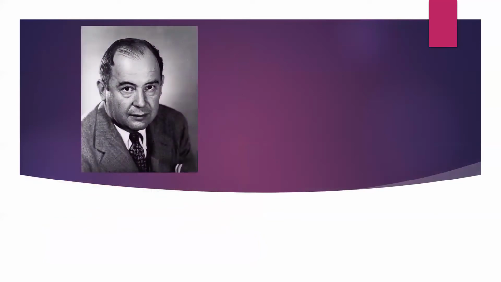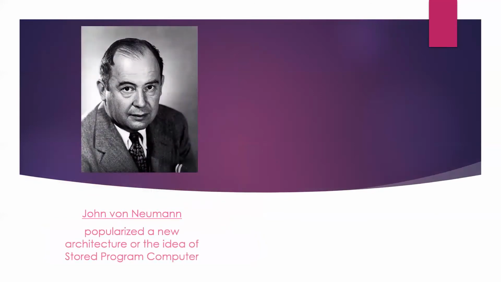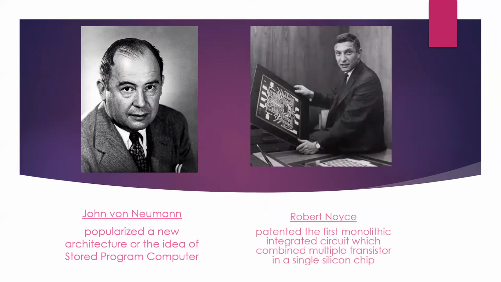We have here John von Neumann and Robert Noyce. These two persons paved the way for modern processors. John von Neumann popularized a new architecture, the idea of the stored program computer, while Robert Noyce patented the first monolithic integrated circuit, which combined multiple transistors in a silicon chip.